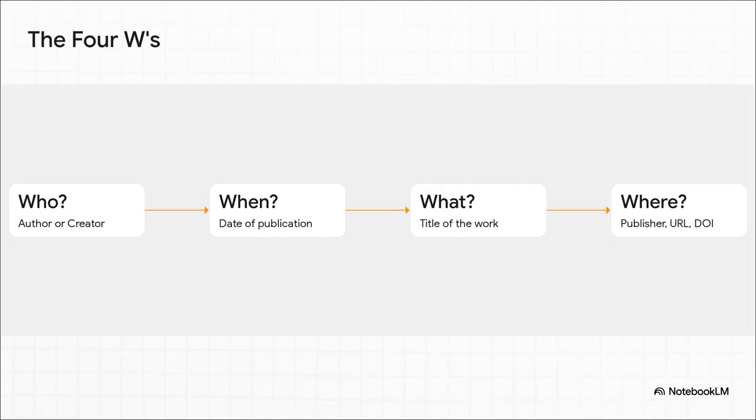Let's look at the macro structure at the very end of your paper. Every single reference entry, whether we're talking about a dusty old printed book, a peer-reviewed journal, or a brand new website, is built using a sequential 4-step source code. I call it the 4 Ws. 1. Who created it? 2. When was it published? 3. What is it called? And 4. Where can it be found? Honestly, if you master this sequence, you can confidently cite absolutely anything the world throws at you.